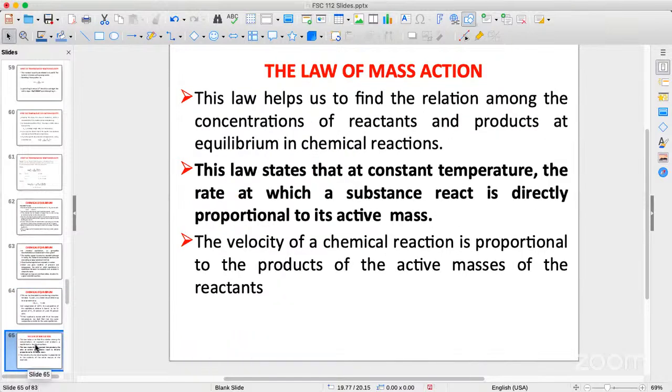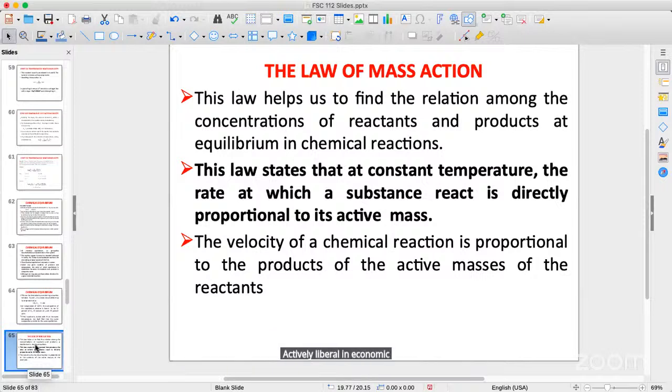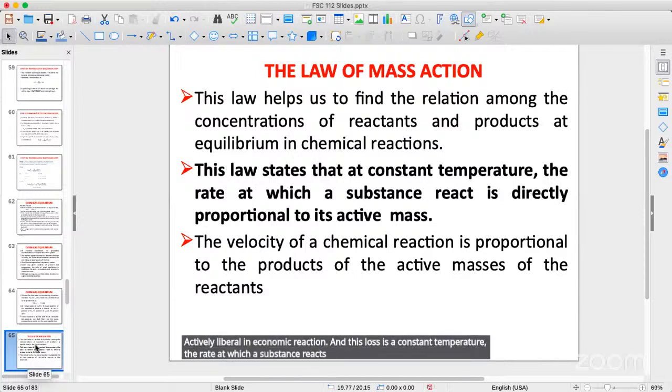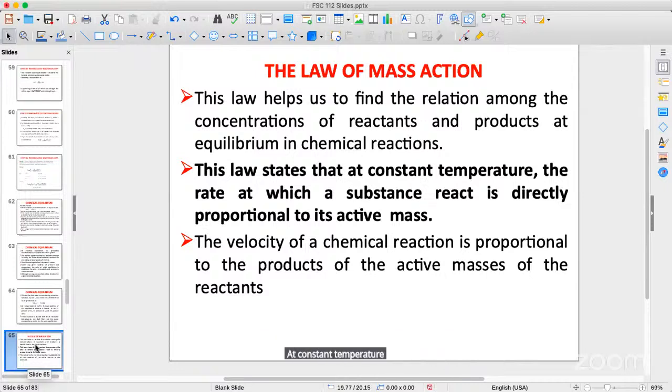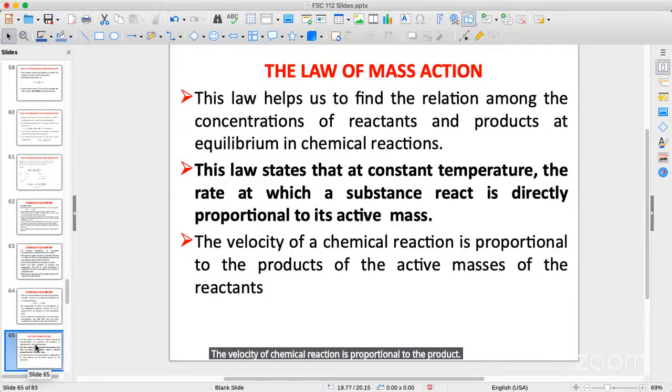Now, there's something called the law of mass action. The law of mass action helps us find the relationship between concentration of reactant and product at equilibrium in a chemical reaction. And this law says that at constant temperature, the rate at which a substance reacts is directly proportional to its active mass. The velocity of chemical reaction is proportional to the product of the active masses of the reactants.